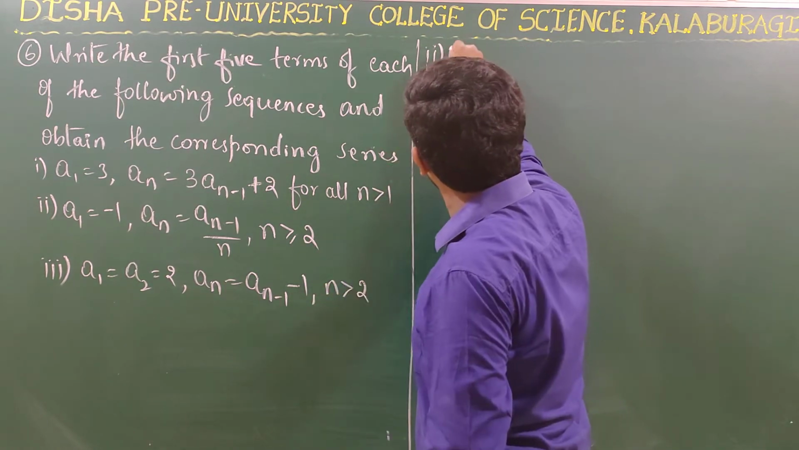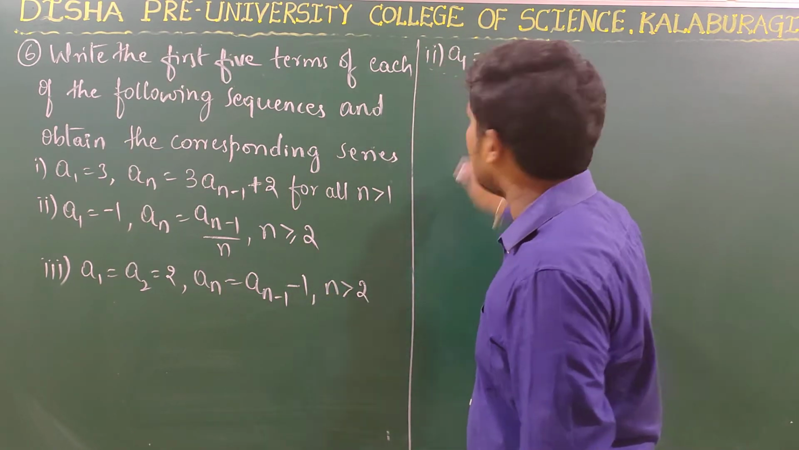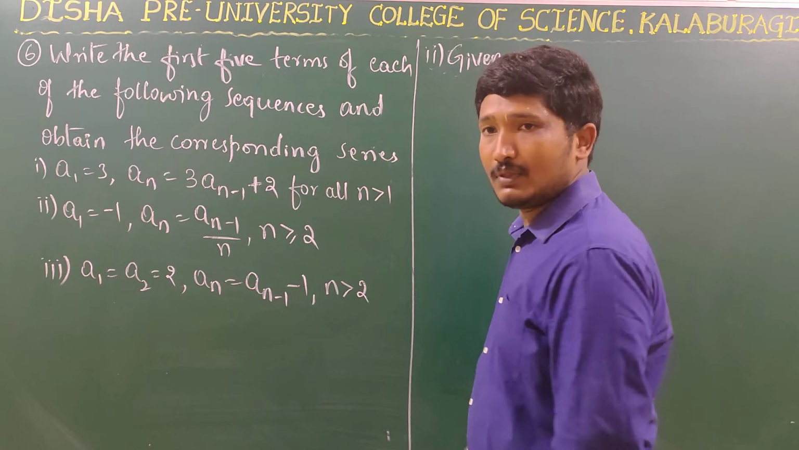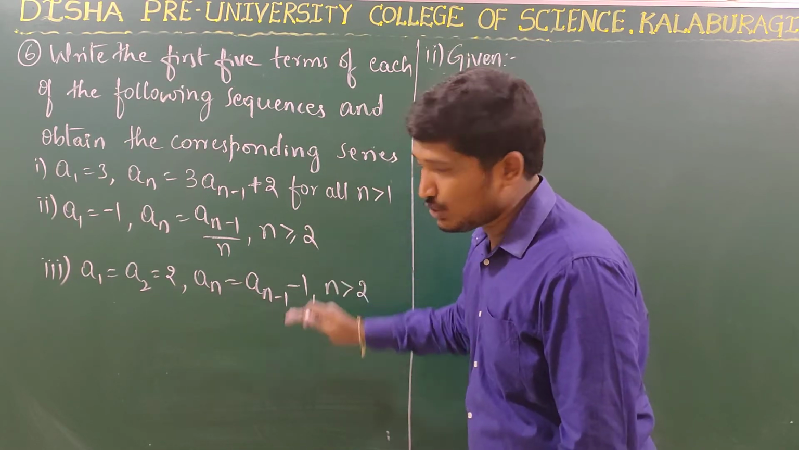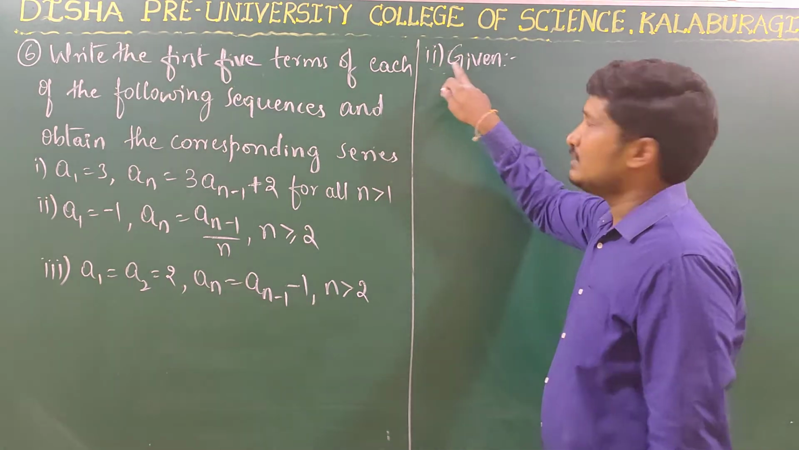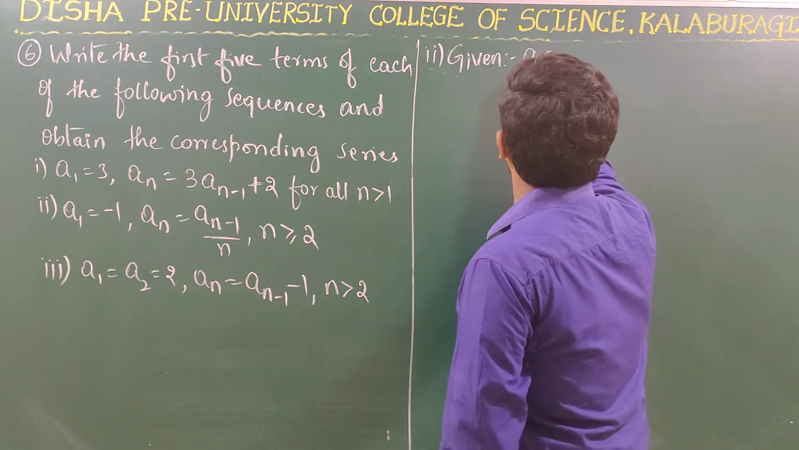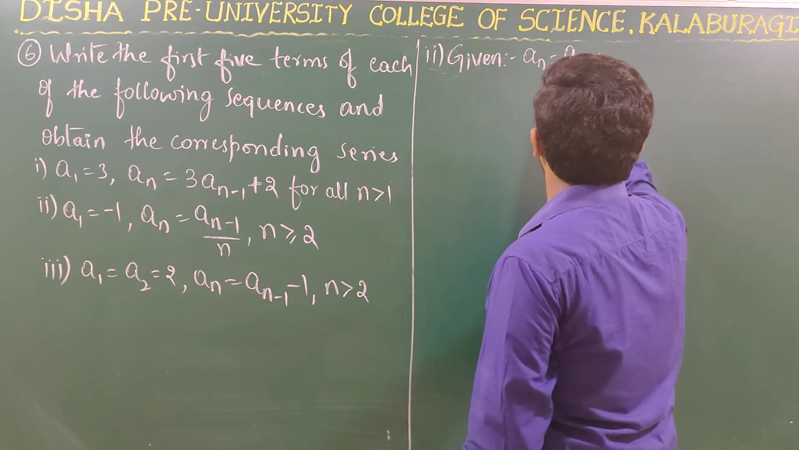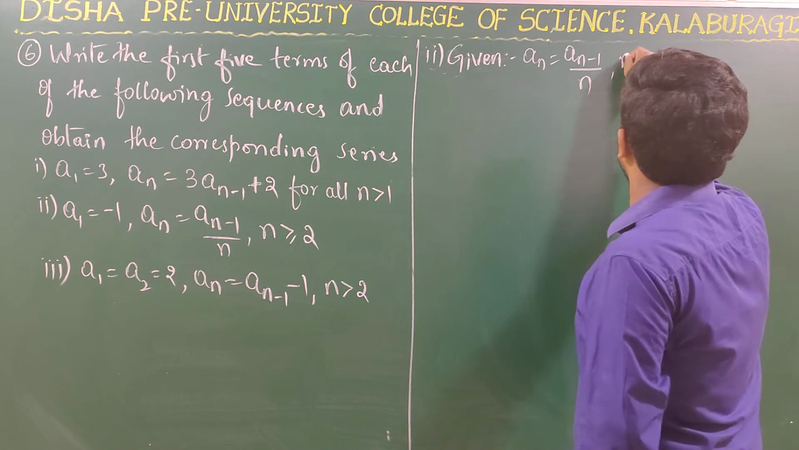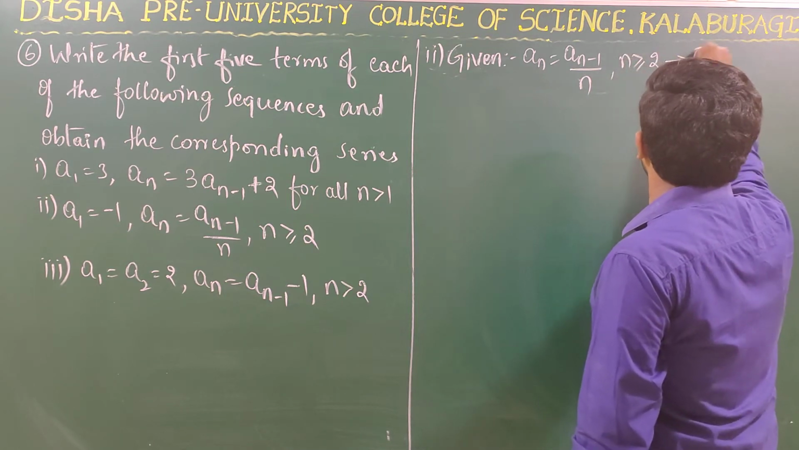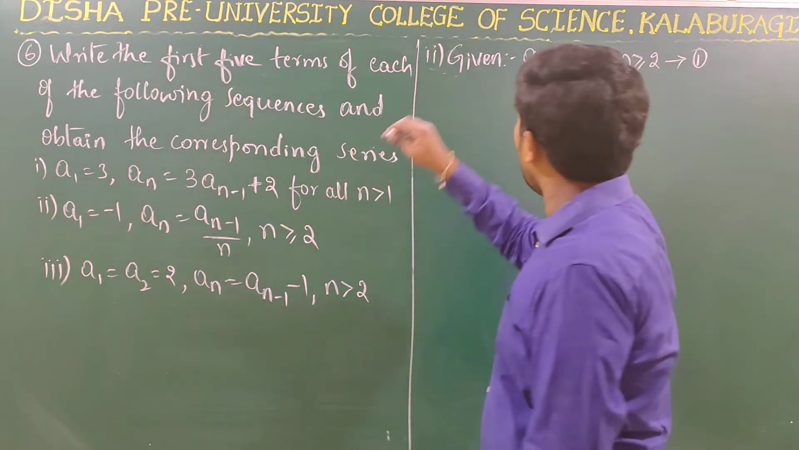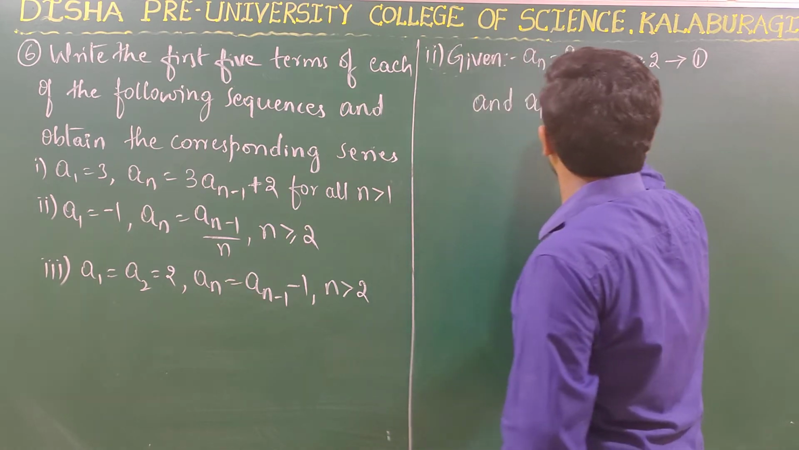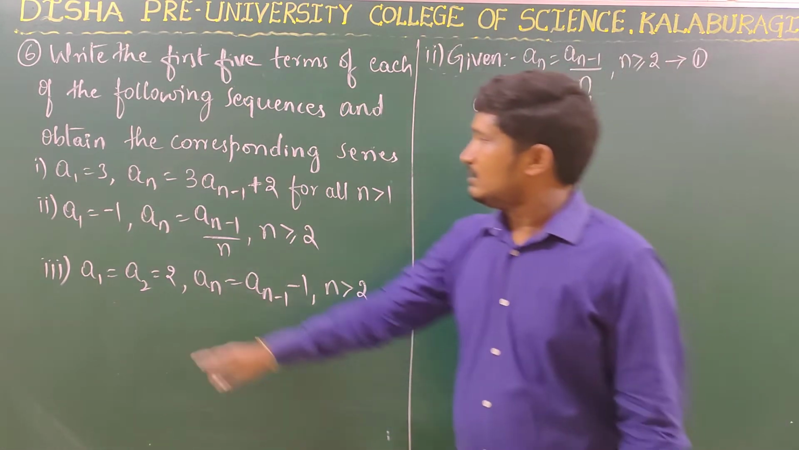See what is given. a1 is equal to -1. So write the given here. You write the question separately and solve them. Okay. So second one. Given: an is equal to a(n minus 1) divided by n, where n is greater than or equal to 2. Let us consider this as equation number 1. And we are also given the first term of the sequence as a1 is equal to -1. The first term is given.